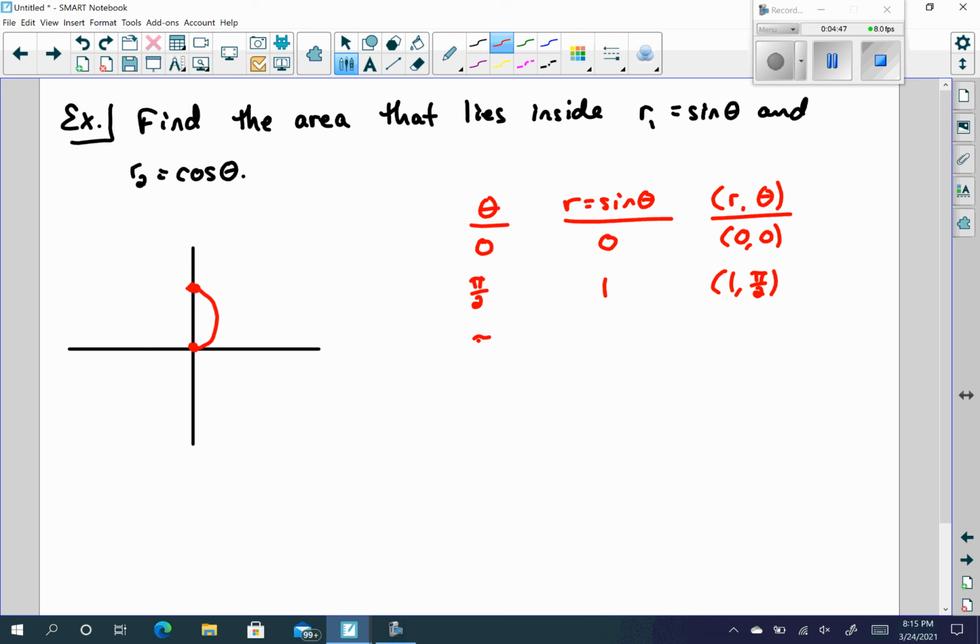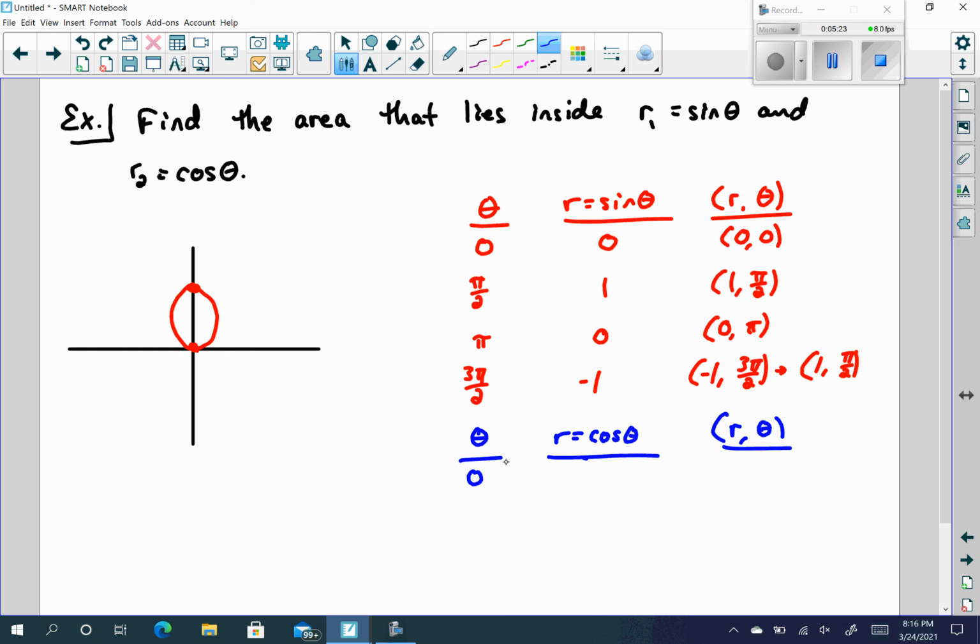Next, let's go to pi. Sine of pi is 0, so we're at (0, pi). We're back at the pole. Then if we did 3 pi over 2, that's going to give us a -1. So this becomes (-1, 3 pi over 2), which converts into (1, pi over 2). And then we're back up here. So we actually have, even though it doesn't really look like it, a circle. Now let's do r is equal to cosine theta. So we would have theta and then r.